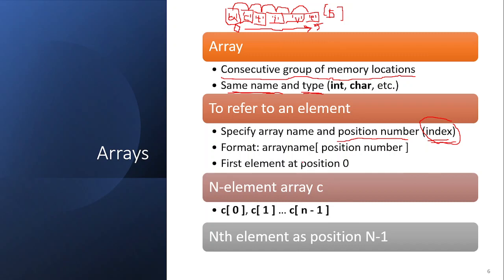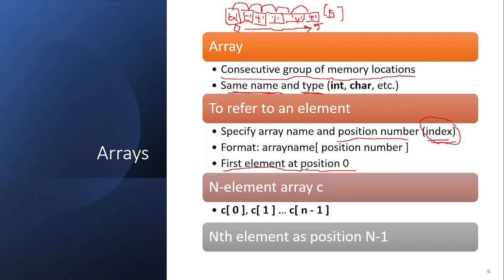So in C++, the index of elements in an array always starts from 0. And the maximum value that it can have is the length of the array minus 1. So if the length of the array is 6, the maximum value of the index would be 5. Okay, so the first element is always at position 0 or at index 0.